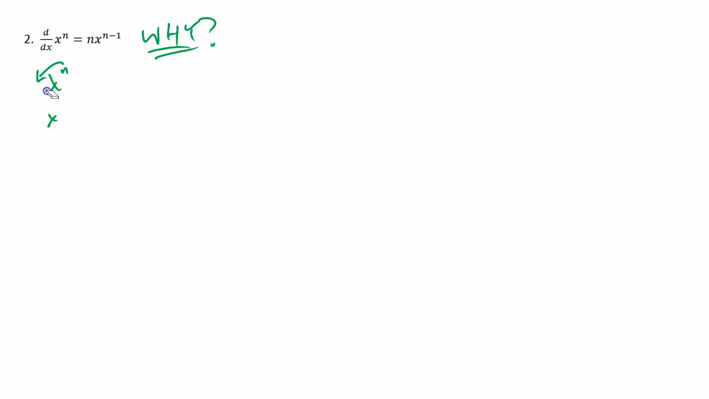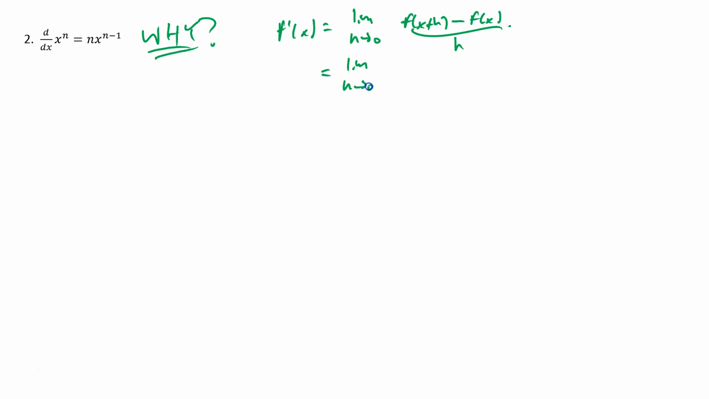Let me show you. So let's think about this from the definition of derivative, the limit definition of derivative. Remember, f prime of x is equal to the limit as h approaches 0 of f of x plus h, minus f of x, divided by h. Okay, so let's do that with this function. So with this function, it's going to be the limit as h approaches 0 of x plus h to the nth power minus f of x, divided by h. Or sorry, f of x is x to the nth.